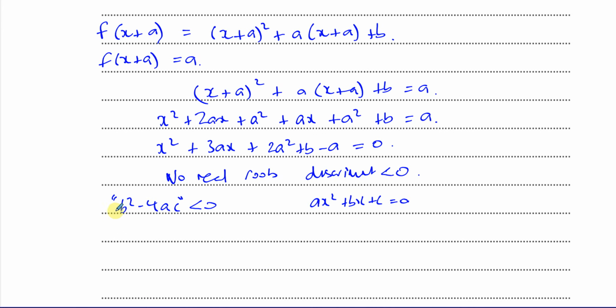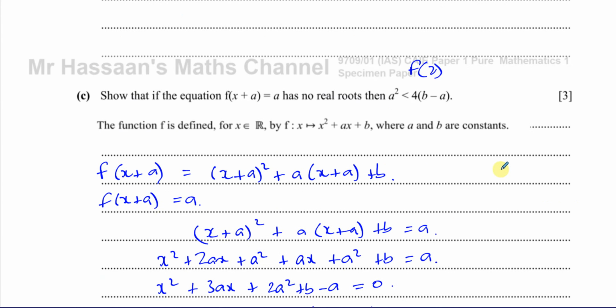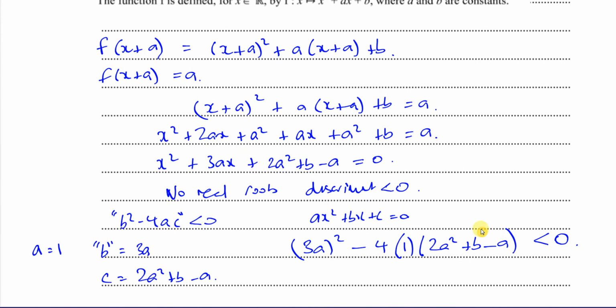So in our case, our b is basically 3a. Our a is equal to 1, the coefficient of x squared, and our c is equal to 2a squared plus b minus a. So when b squared minus 4ac is less than 0, you're going to have (3a) squared, that's b squared, minus 4 times a, which is 1, times (2a squared plus b minus a). And we know that is less than 0. And we have to show that this is true. So let's see if this leads to the same as that.